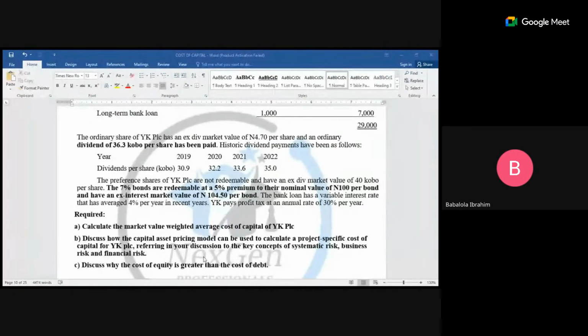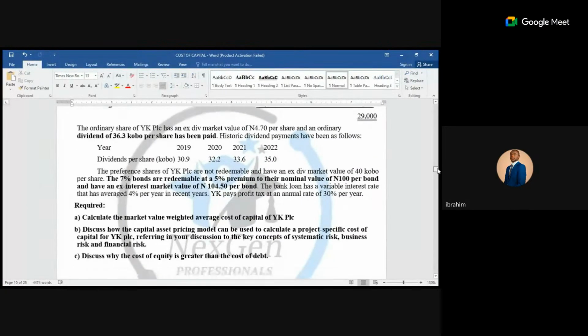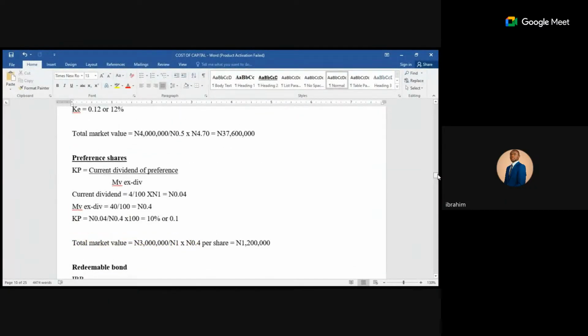Yes. Okay. Under this, our preference share has a total market value of 1.2 million. But in the question for preference share, the market value, this 3,000 divided by 1 will give us 3,000, right? Times 4. But somebody said it's 1.2 million. Is it not 40 kobo? 40 divided by 100, that's 0.04. Is it 0.4? What about this 4% preference share? I thought that's what we need to use.